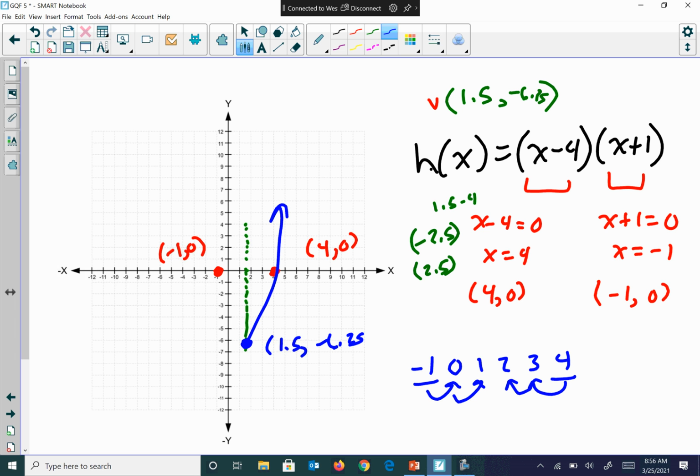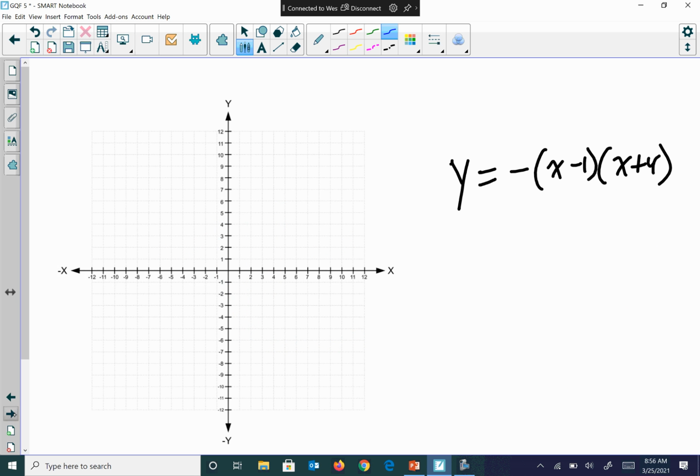So sometimes it might be written in factored form. There's 3 points I established from the factored form. 2 of them were given by setting whatever you have in parentheses equal to 0. Okay? Moving on. Ready?